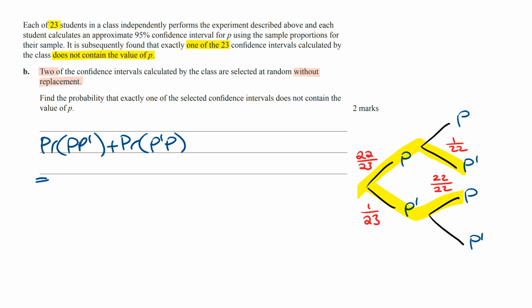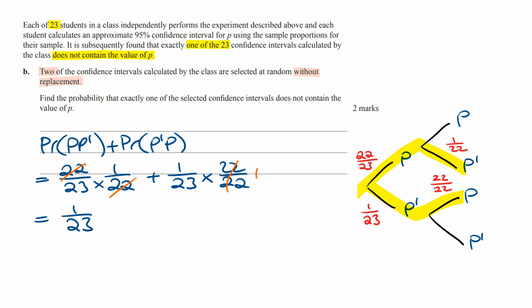And so this is going to equal 22 on 23 times 1 on 22 plus 1 on 23 times 22 on 22. Simplifying this, these will cancel out and this will become 1, and so we're left with 1 on 23 plus 1 on 23, which is equal to 2 on 23. And that's it for this question.